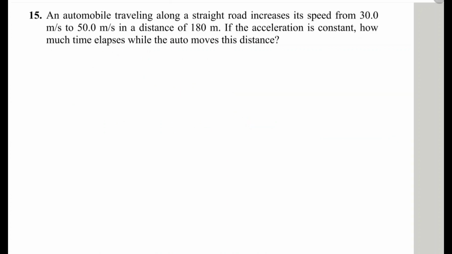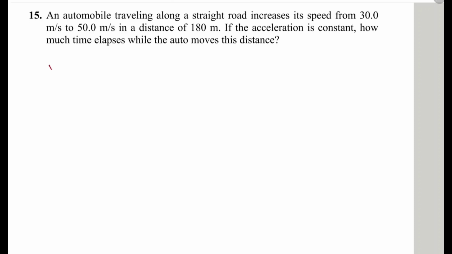An automobile traveling along a straight road increases its speed from 30 meters per second to 50 meters per second in a distance of 180 meters. If the acceleration is constant, how much time elapses while the auto moves this distance?